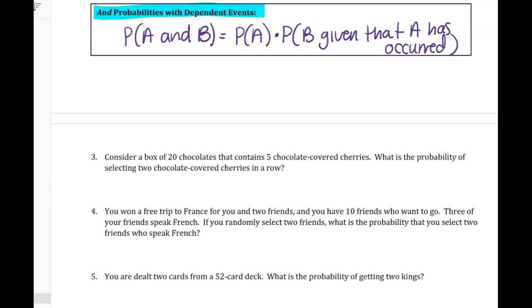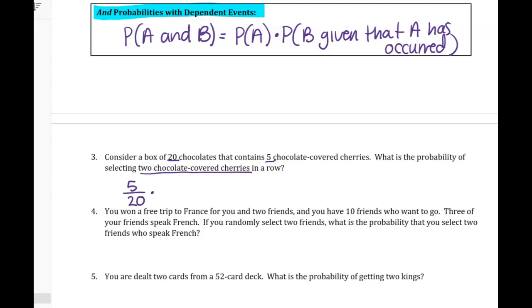So we have a box of 20 chocolates. We have 5 chocolate-covered cherries. What's the probability of selecting 2 chocolate-covered cherries in a row? So the difference here is you are going to eat a piece of chocolate and you're not going to put it back, right? So you're not replacing it. So this will be the probability of the first chocolate-covered cherry. Well, there's 5 of them. So 5 out of 20 that your first one is a chocolate-covered cherry.